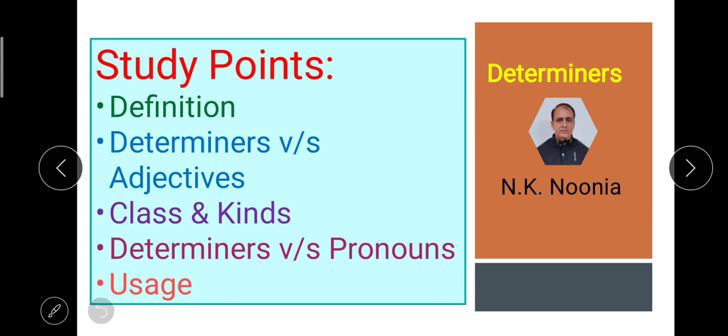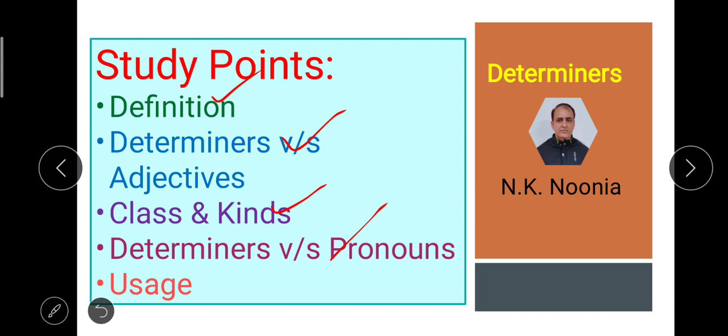So today in this video we'll study the definition of determiners, then the difference between determiners and adjectives, which will help us to understand the basic nature of determiners and adjectives. We also will study the class and kinds of determiners, and another important point is the difference between determiners and pronouns. This is very much important.